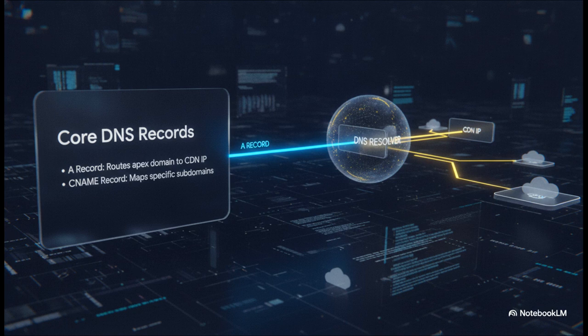An A record is used to route your root apex domain, which is just your simple website name without the www, directly to your hosting provider's IP address. A CNAME record is used to map specific subdomains, like www or blog, through your provider's routing tables. Getting these configured correctly is what seamlessly links your custom domain name to your cloud-hosted code.